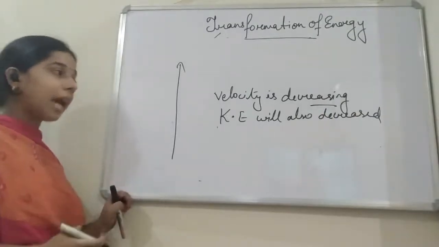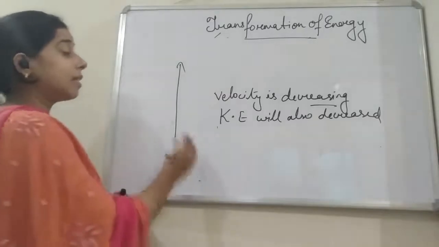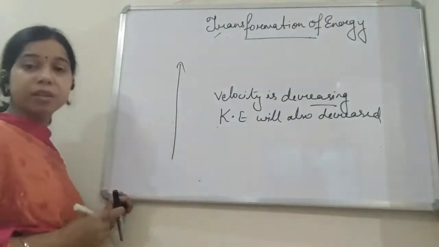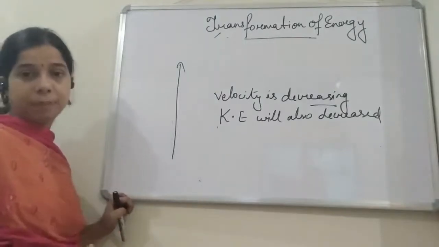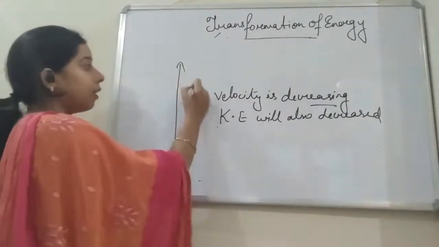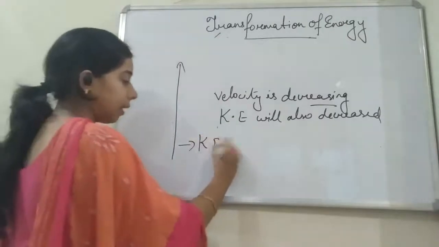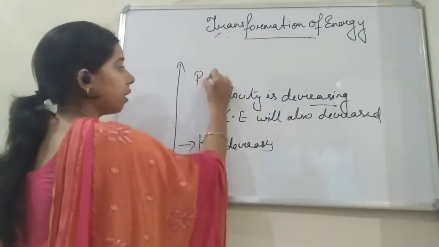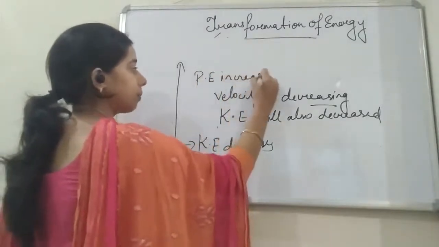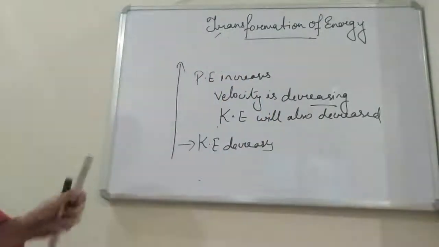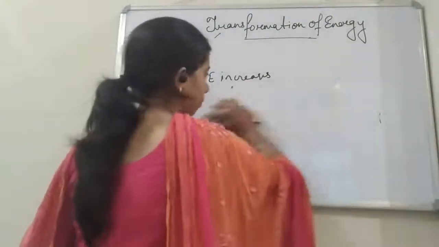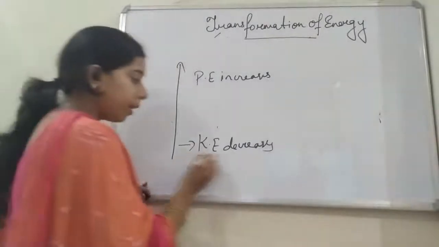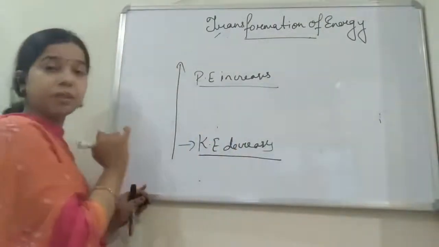Okay, so on that basis we can say that since the kinetic energy is decreasing, potential energy will start increasing. Okay, so as it moves in the upward direction, we can say kinetic energy decreases and potential energy increases. So on that basis, students, one energy is decreasing and potential energy increases.